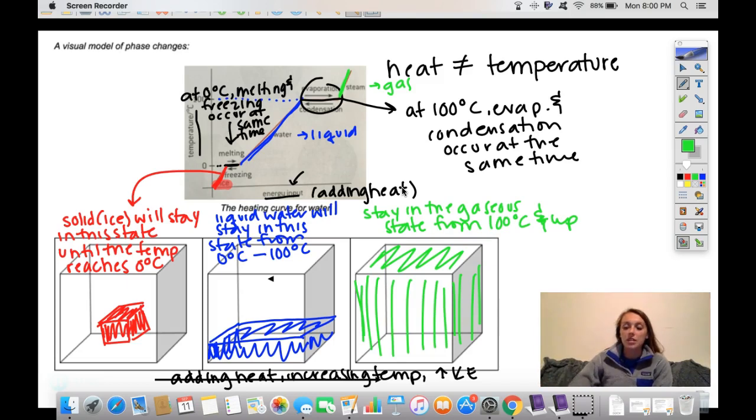So the next time I see you in class, we'll be focusing more on the states of matter and phase changes and the kinetic molecular theory, and combining it with things that we already see in everyday life.